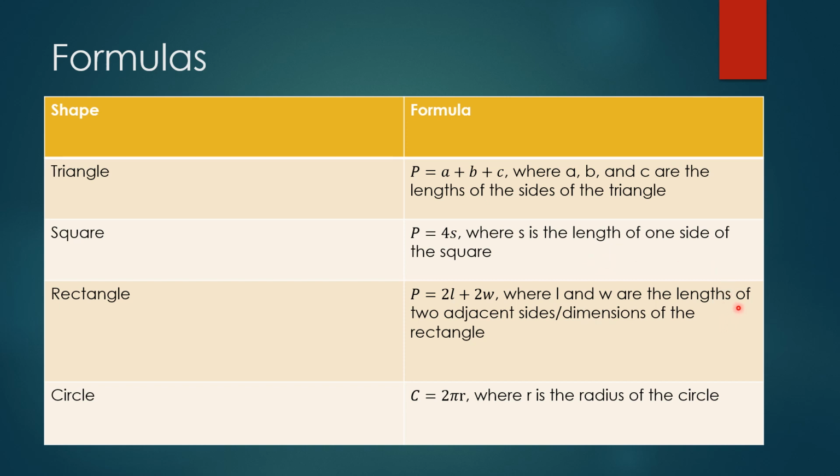When it comes to a rectangle, the property of the rectangle is that its opposite sides are congruent. What that means is that if I know 2 adjacent sides, I know all 4 sides. So we can simplify the formula: the perimeter is equal to 2 times L plus 2 times W, where L and W are the lengths of the 2 adjacent sides, or dimensions, of the rectangle.